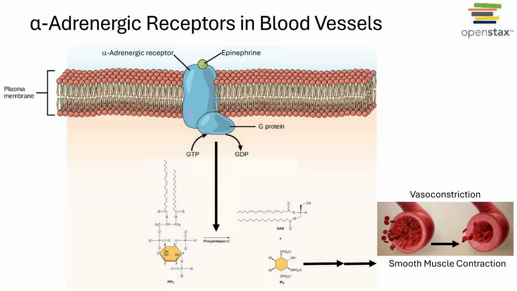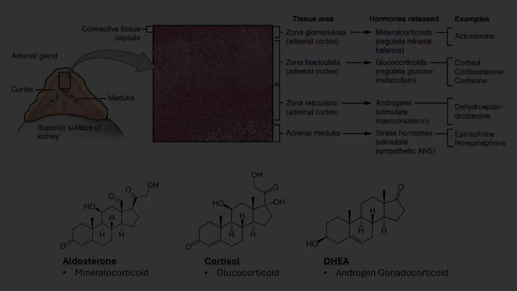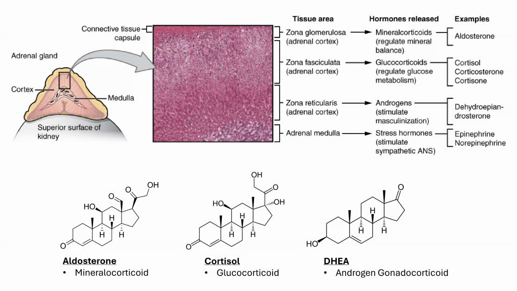In blood vessels supplying the skin, digestive organs, and urinary system, alpha-adrenergic receptors cause smooth muscle contraction, leading to vasoconstriction. This redistributes blood flow away from non-essential organs and towards skeletal muscle and vital organs. Now let's contrast these catecholamines produced by the adrenal medulla with the steroid hormones produced by the cortex.